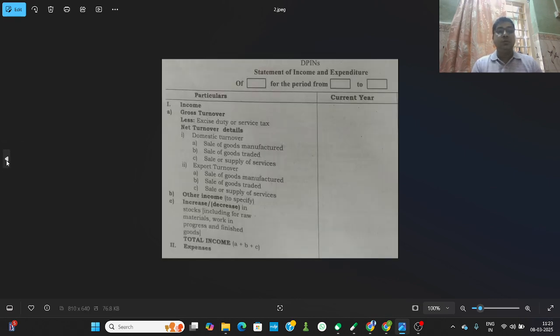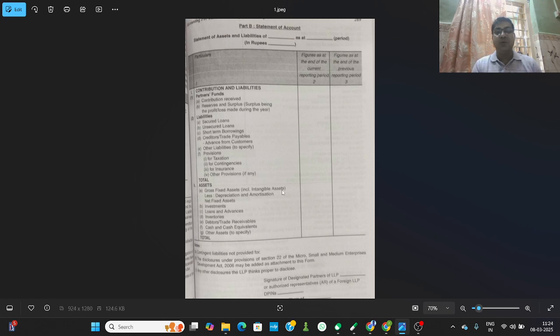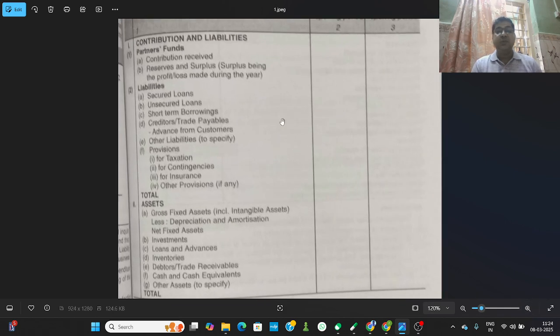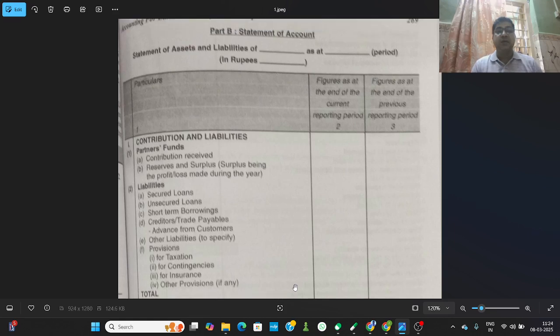Now, if you see this screen, we have a balance sheet, and it is Part B under the LLP Act. Under the LLP Act, the balance sheet is mentioned under Part B, and it is known as a statement of assets and liabilities. Statement of assets and liabilities of dash. Dash means the particular LLP's name, which we have to mention, as at a date. Now, the period also we have to mention.